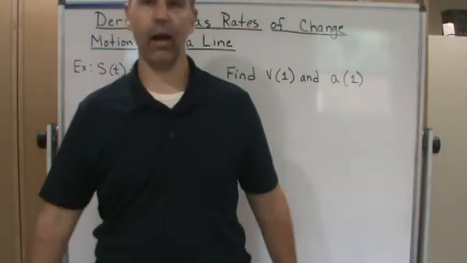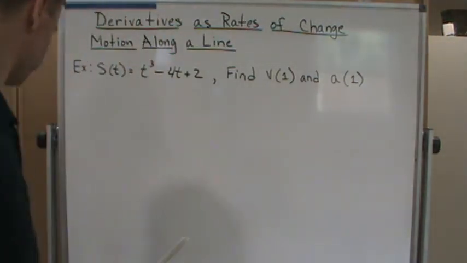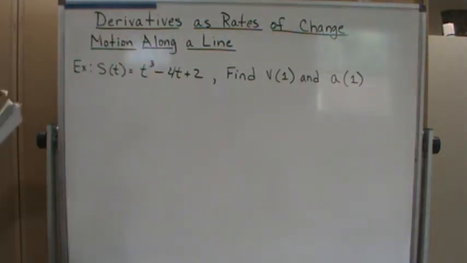Okay, welcome back, and now we're going to do another example. So let me read it, and then we'll jump right in. It says, a particle moves along a coordinate axis in the positive direction to the right. Its position at time t is given by s of t equals t cubed minus 4t plus 2. Find v of 1 and a of 1. So find the velocity of the particle at t equal to 1 and the acceleration of the particle at t equal to 1. And use the information to answer the following questions.